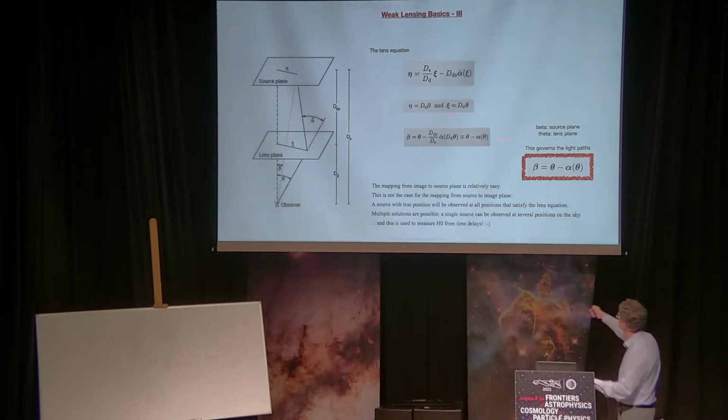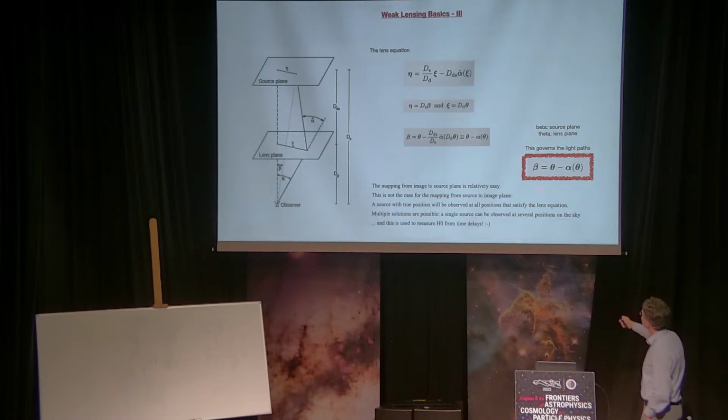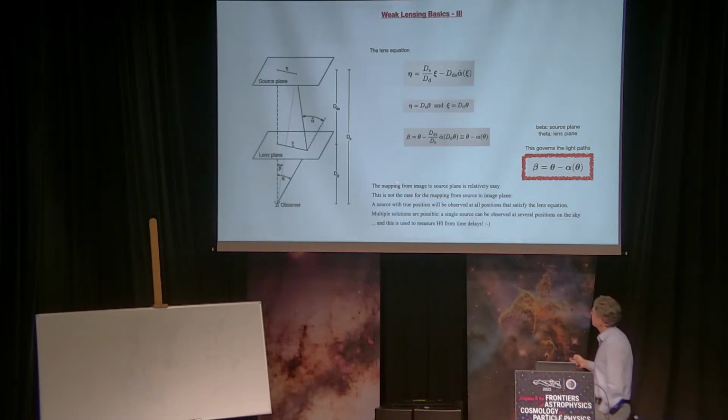So it's really simple, you can do it yourself. And this really governs the light path. This is the so-called lens equation. The mapping from image to source plane is easy. This is not the case for obtaining the mapping from the source to the image plane.